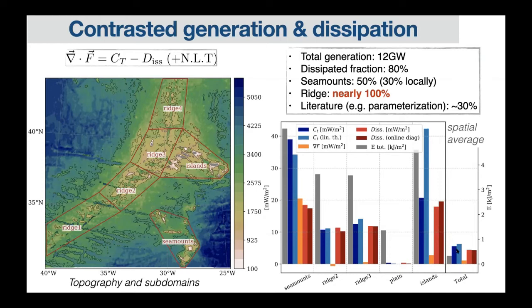So in blue here, we have the generation, and dark blue is what you want to look at. That's how we measure it directly in the model. And red is the dissipation. And you can see that, relatively speaking, dissipation is quite big.